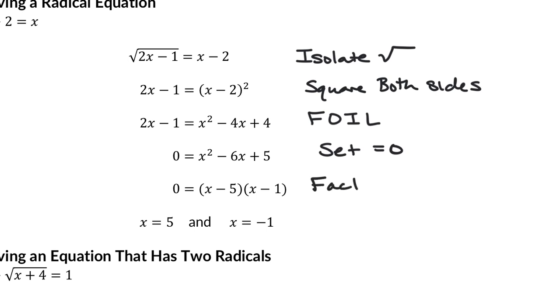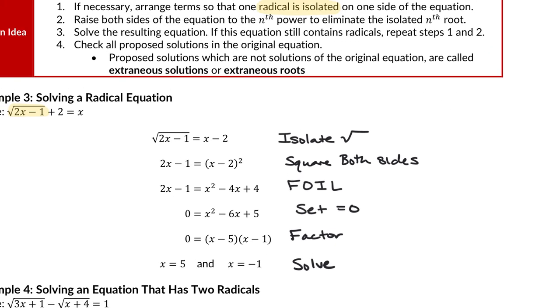I factored, and then I solved each of those little factors for their numbers. Here's the problem, though. This is not the correct answer. Let me rephrase. One of these is not a correct answer, because with radical equations, radical functions, there are restrictions to your domain. Can you take the square root of a negative number in the real domain? No, not unless we go to imaginary numbers, which means we may have what's called an extraneous solution or extraneous roots when we solve these.